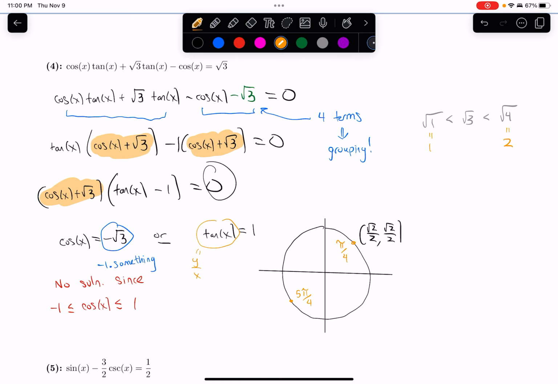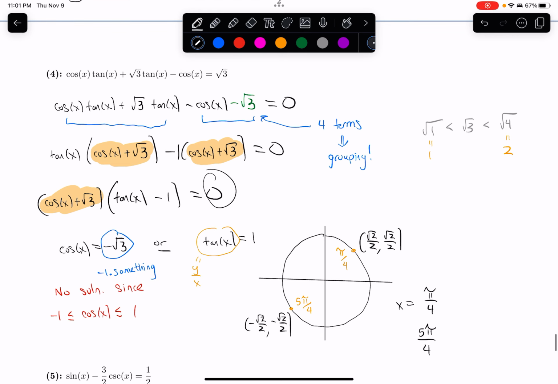At 5 pi over 4, where the coordinates are negative root 2 over 2, comma, negative root 2 over 2. Right? At both of these, if I take the y value and divide it by the x value, it'll end up equaling 1, because they're just the same. Okay, so I'm ready to say what my answer is, what my angle could be. So the angle, which we're calling x, well, there's two possibilities. I got pi over 4. I'm also getting 5 pi over 4.